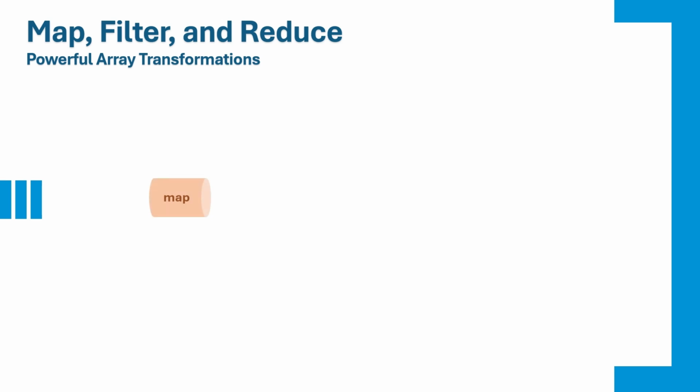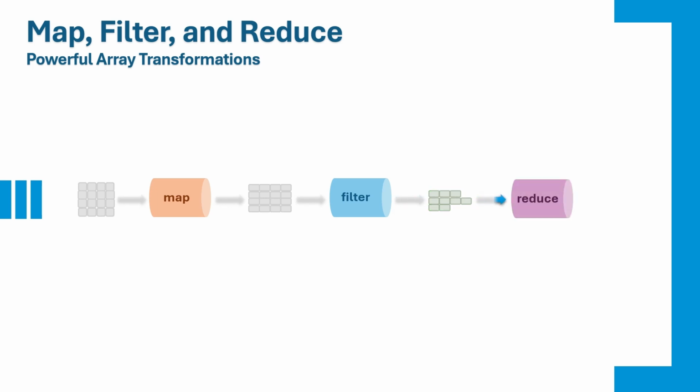Let's explore 3 powerful array methods: map, filter, and reduce, each offering unique ways to process and transform data. Map transforms each item, filter removes unwanted items, and reduce accumulates a single value.